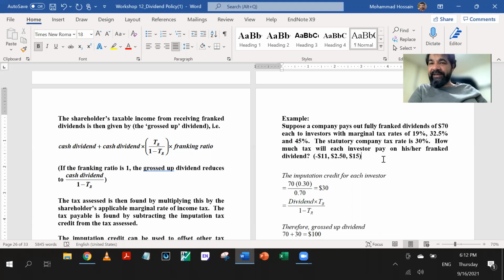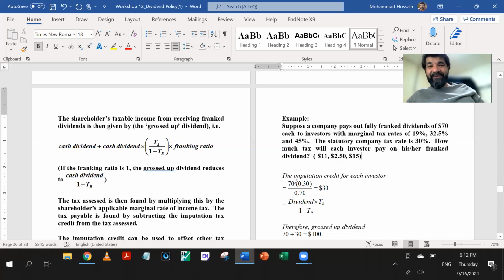And what did the company do? The company paid $30 to the tax office for you on your behalf, and $70 they gave to you. But all of a sudden you said, oh, I'm a poor man. My tax is not 30%. My dividend is $100, I understand. But why did you pay $30 to the government, the Australian Taxation Office? I pay 19% tax. At that time, you can go back and claim from the ATO, okay, give me $11 back. My tax rate is 19%. Make sense? That's the case in here.